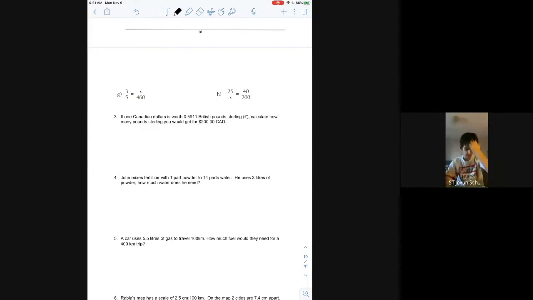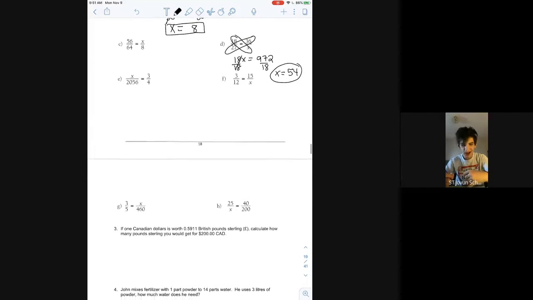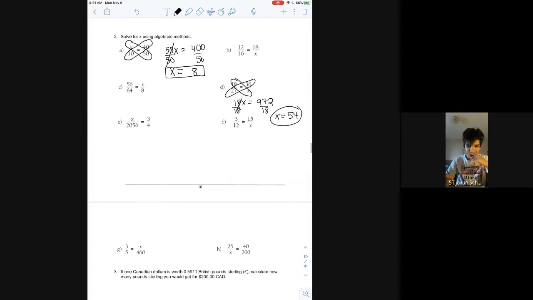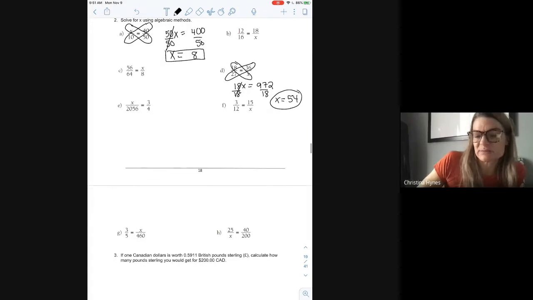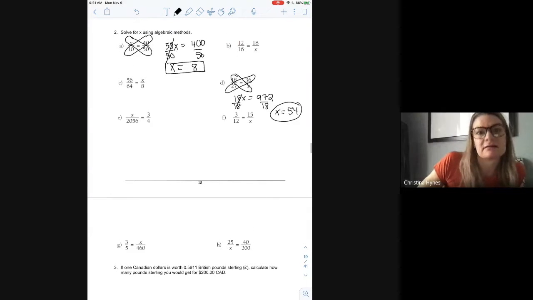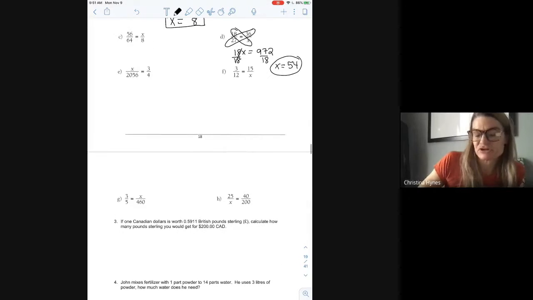Miss? Yep. Do you always divide or do you multiply sometimes? In this case, it's always going to be dividing because you're always going to have a multiplying thing with x. So in this cross multiply and divide method, you're always dividing. That's why it's called cross multiply and divide. First you multiply the x shape, and then you divide. Make sense? Mm-hmm.